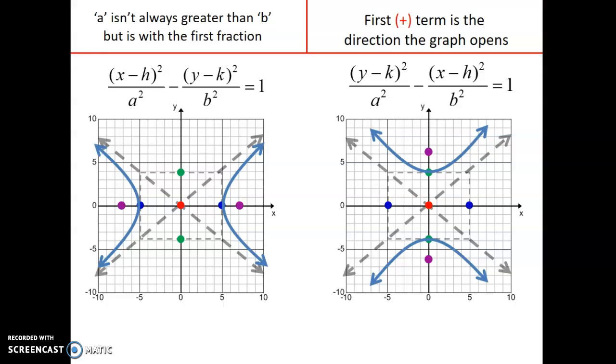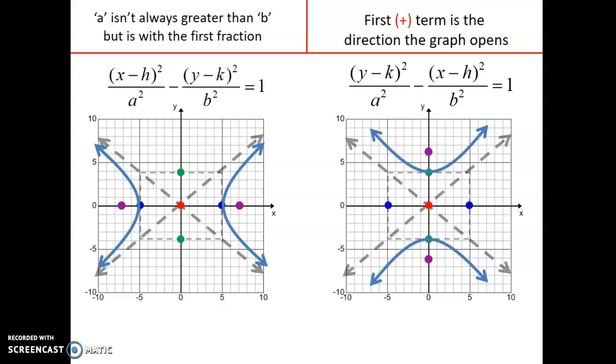Some other key differences as you're doing these problems. In an ellipse, the x and the y on the top of the fractions will always be x and y, and it's the a and the b values that will switch sides. All right, for a hyperbola, that's the opposite. The a and the b are always going to be in order, a first, b second, because the a does not have to be bigger than the b value, like an ellipse does. And it's the x and the y on top that will flip.